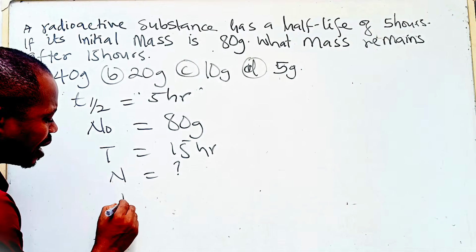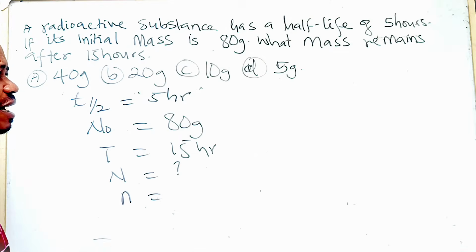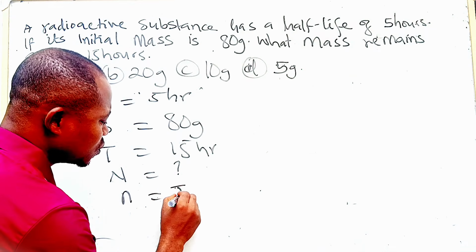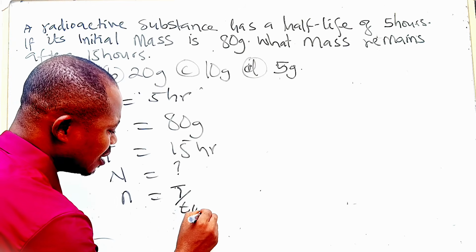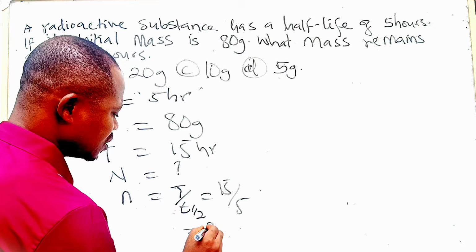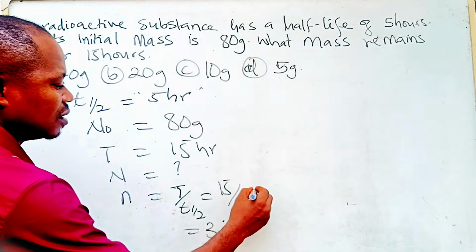First, let's calculate the number of half-lives in 15 hours. We have 5 hours as a half-life, and 15 hours is the time. So the number of half-lives is equal to time over half-life, and this will be equal to 15 over 5, and that will give us 3. So the number of half-lives is 3.